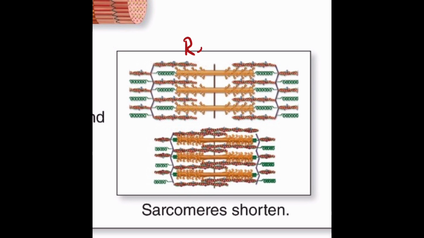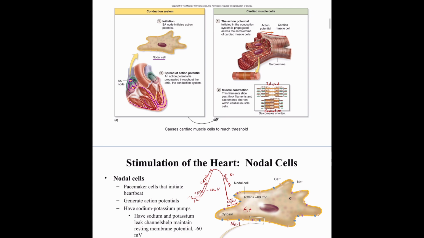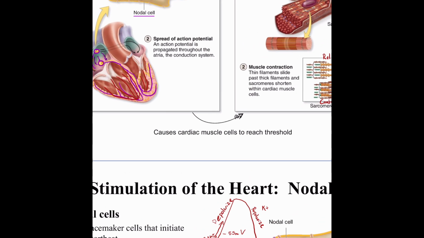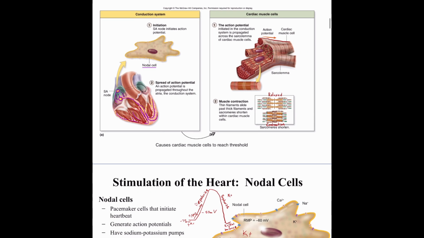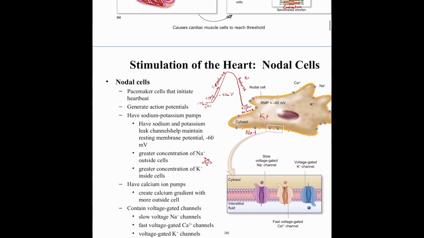So this is relaxed, and this is contracted, or contraction. So here you'll say, causes cardiac muscle cells to reach threshold, and then they will do the contraction. So here are our nodal cells. I'll erase this because I'll redraw it.